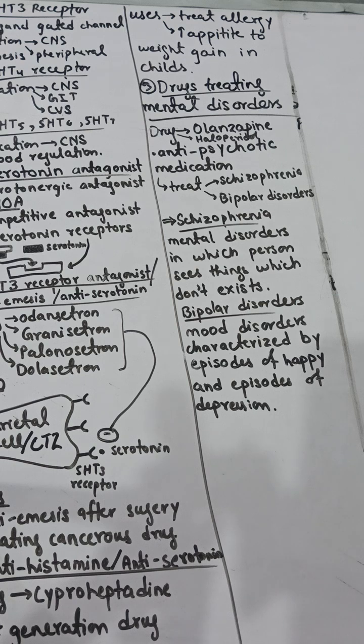What kind of symptoms occur in a patient whose serotonin level is very low? They will get the symptom of migraine. They will get headaches, and there are various kinds of headaches, but we don't discuss them here. Just keep in mind that whenever the serotonin levels are decreased, we give that patient a serotonin agonist, and they are used to treat migraine.